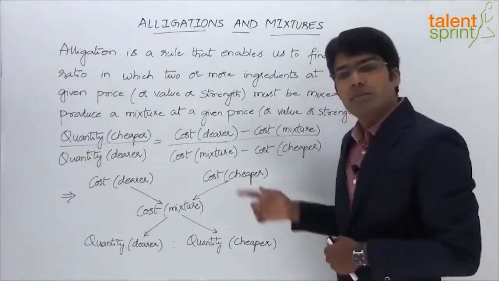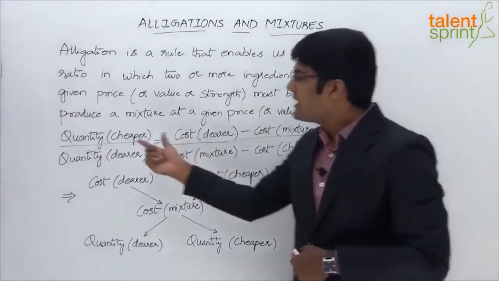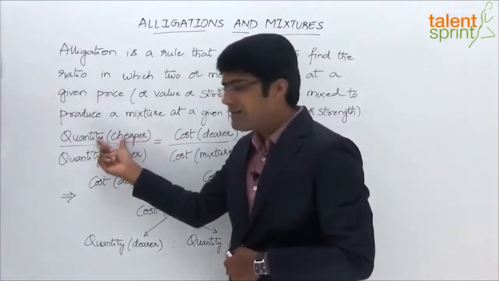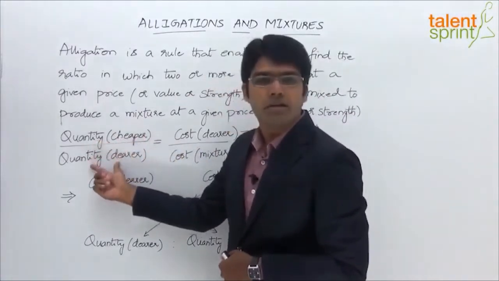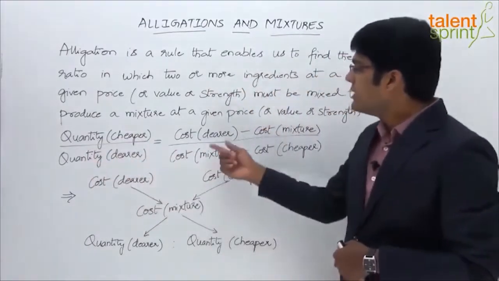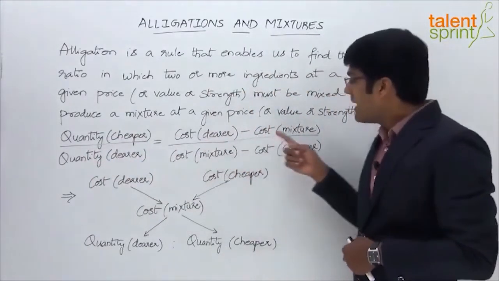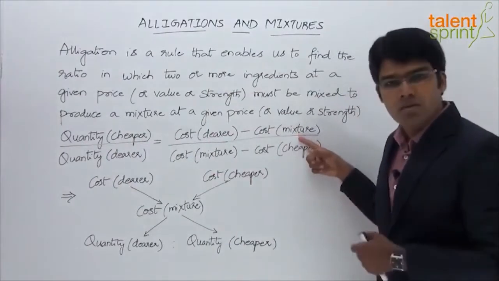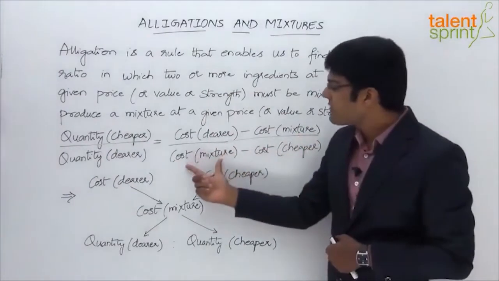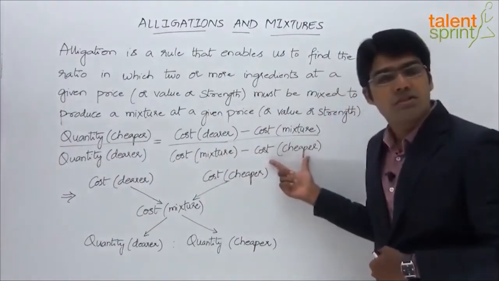The equation that can be used is as shown here. The quantity of the cheaper quality of rice by the quantity of the dearer quality of rice will be equal to the cost of the dearer quality minus the cost of the mixture, or the mean cost, divided by the cost of the mixture minus the cost of the cheaper quality of rice.